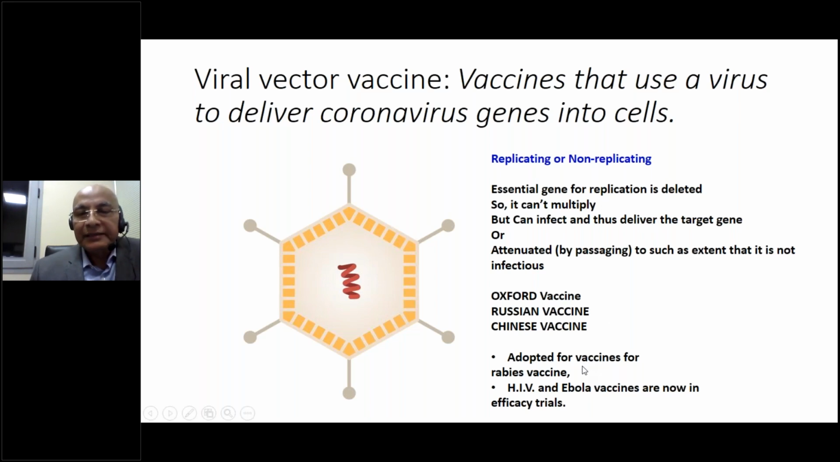So what vaccines have been adopted? There are some vaccines already in the market which are being used based upon this technique. One of them, a rabies vaccine, is based upon this technique, and HIV and Ebola vaccines are undergoing efficacy trials, but they are still under preparation. They may be coming soon to the market for general use.